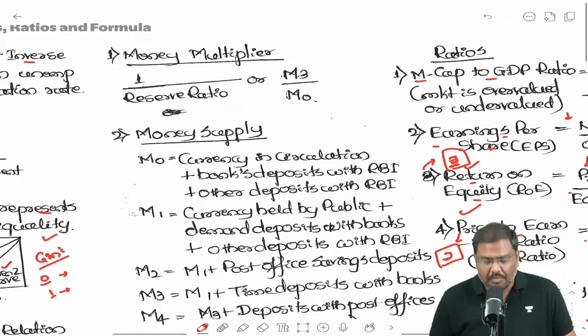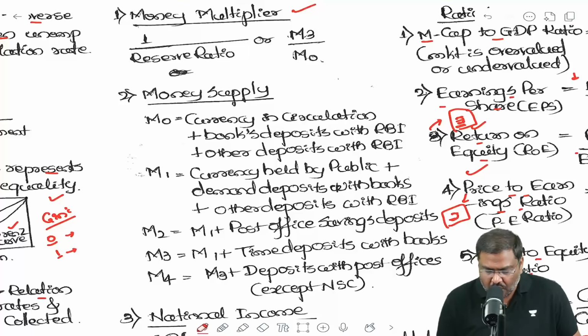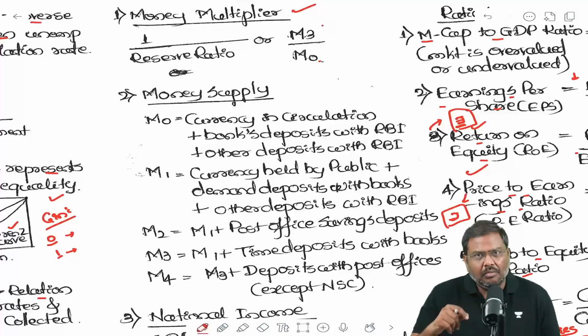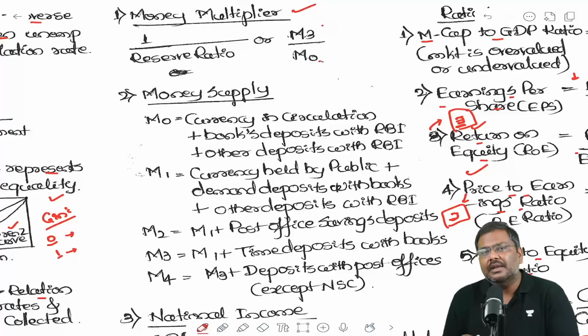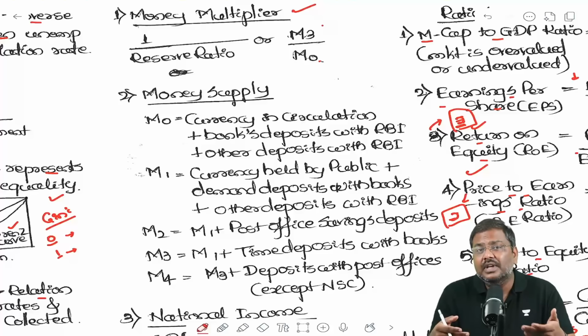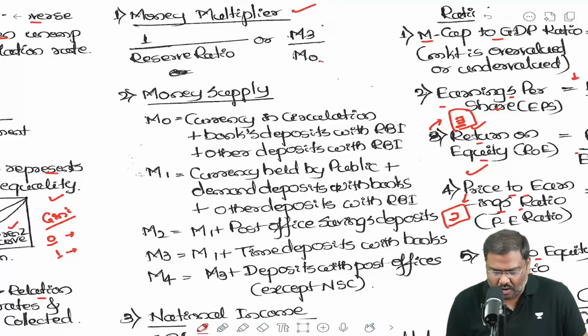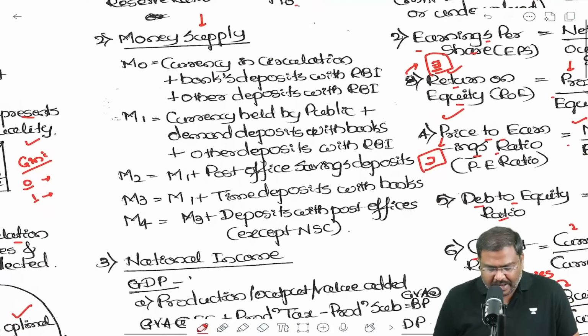Now, important formulas: money multiplier. The formula is 1 upon reserve ratio, or M3 upon M0. And basically, the meaning of money multiplier is, if there is a change in the high powered money, as a result of this, how much will be the maximum change in the overall money supply in the economy? How do we measure the money supply in the economy?